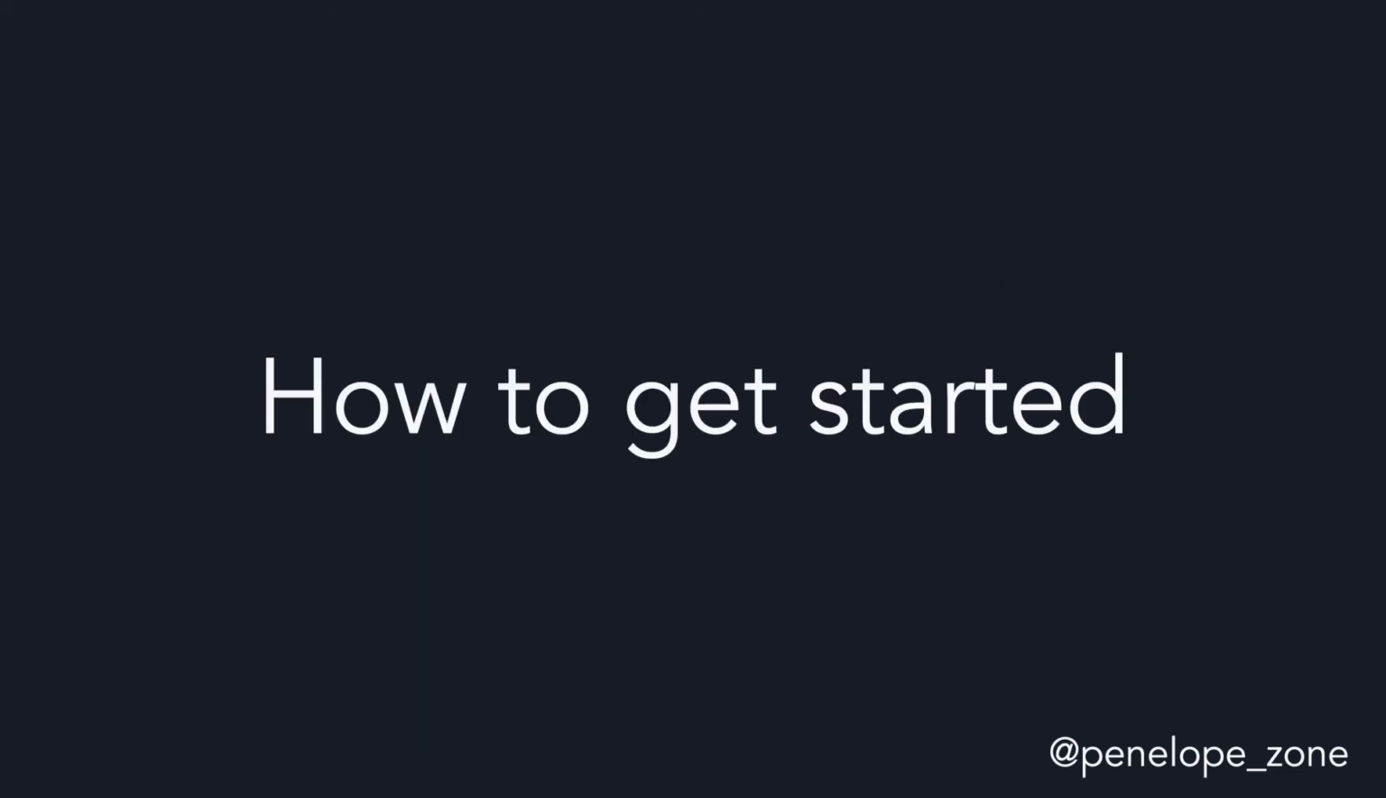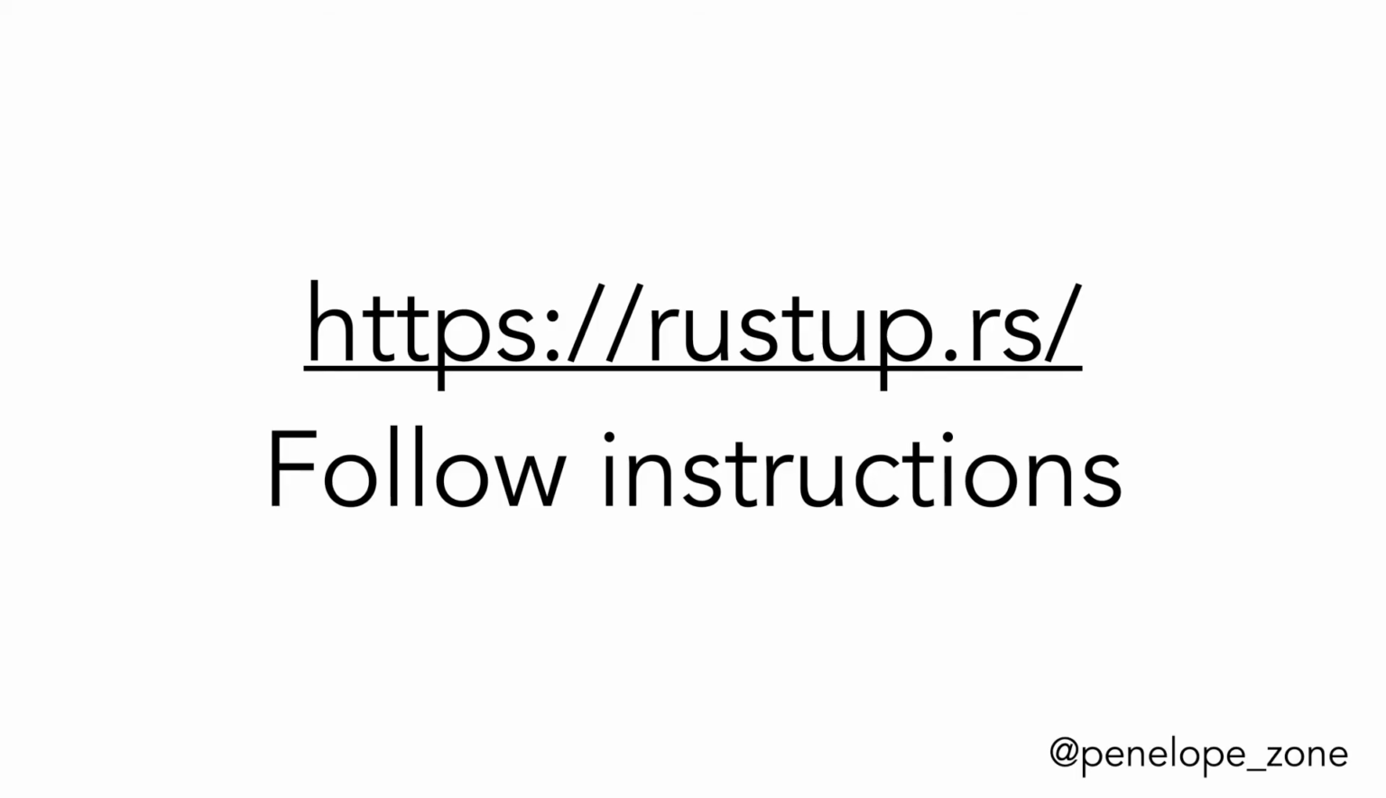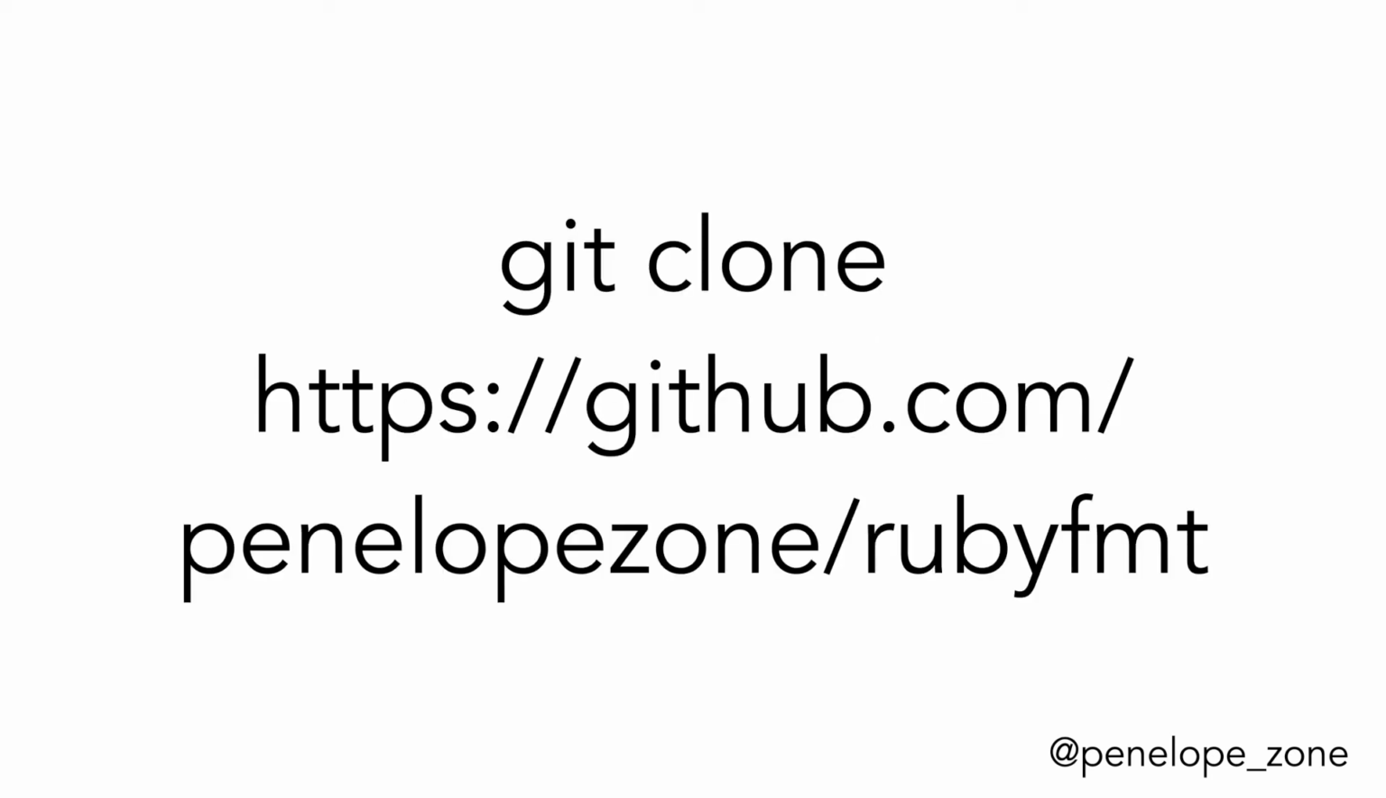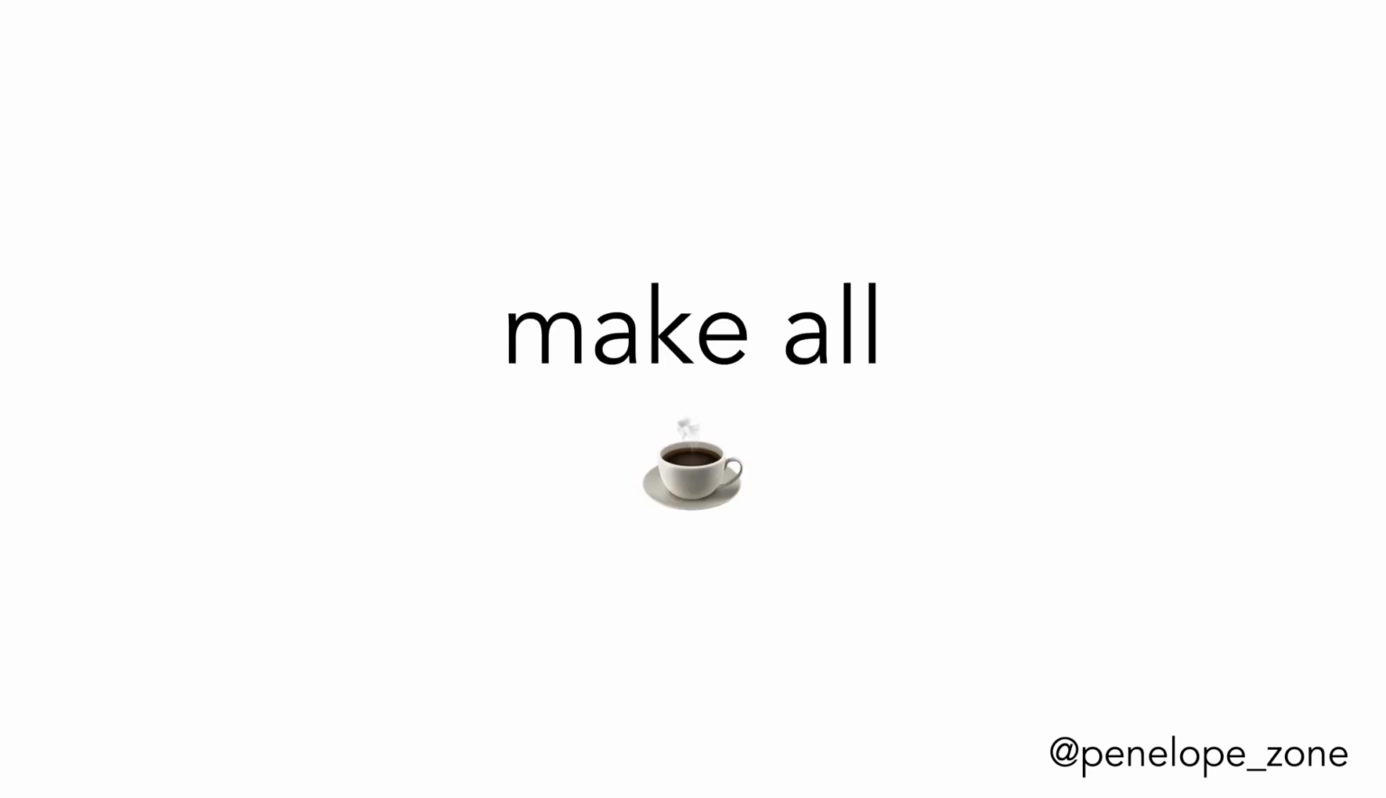So let's talk about how you actually do this. How do you get started with rubyfmt? Well, the first thing you're going to need to do is install Rust, because rubyfmt is primarily a Rust project with Ruby inside it and not the other way around. So if you just go to rustup.rs and follow the instructions, that will tell you everything you need to do to install Rust. Once you've done that, you can clone rubyfmt down and run make all. Make all will initialize the rubyfmt build, but the very first time this runs, you're going to want to walk away and grab a cup of coffee.